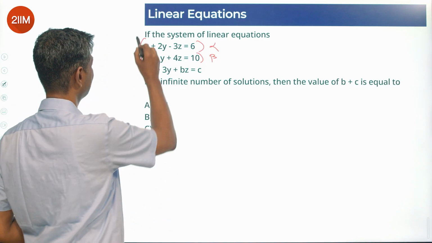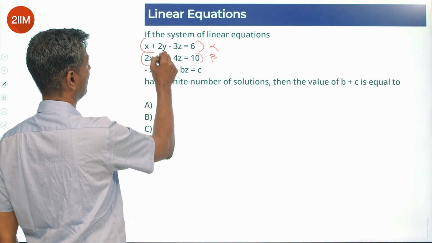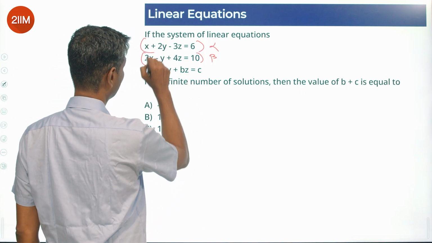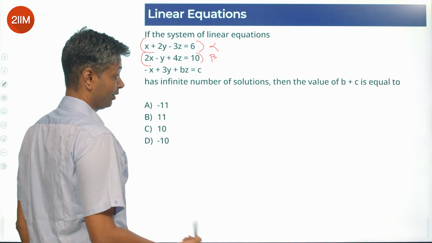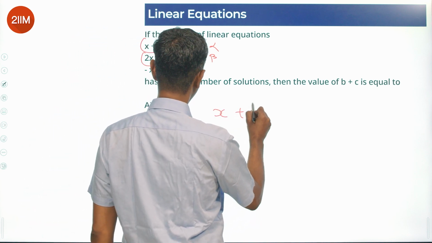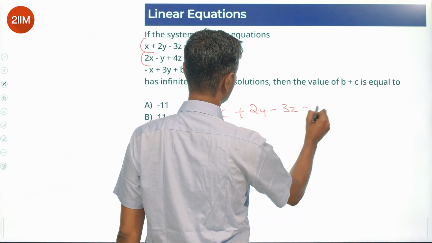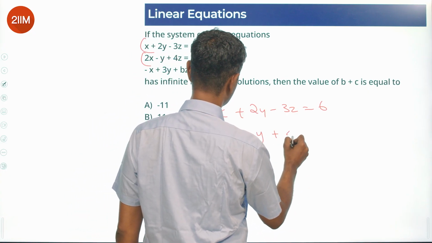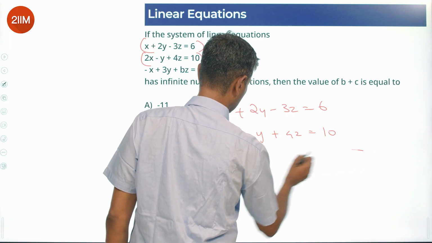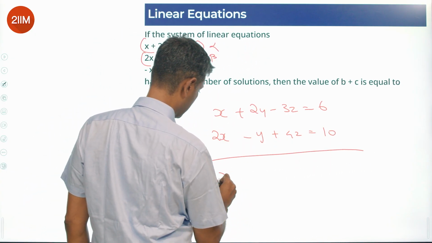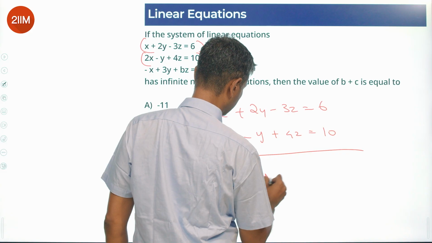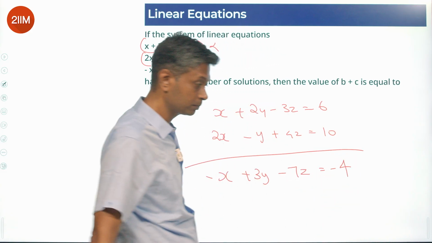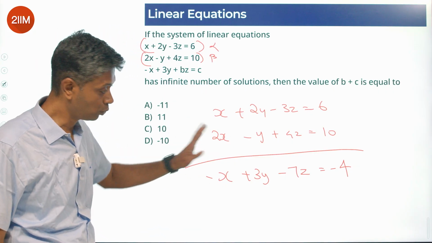So x minus 2x is minus x, 2y minus y is 3y. So effectively I'm going to say x plus 2y minus 3z is equal to 6, and 2x minus y plus 4z is equal to 10. Subtract this from this: minus x plus 3y minus 7z is equal to minus 4. I subtract this from this is what I get.